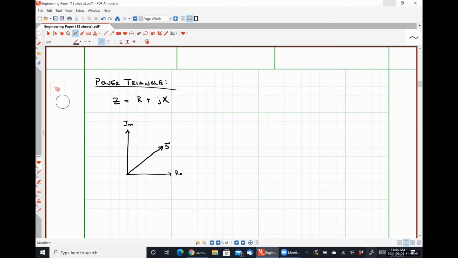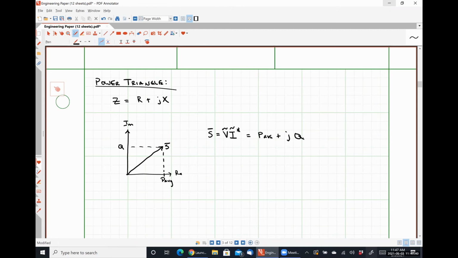So this S represents the complex power absorbed by the load, mathematically defined as, again, the RMS phasor voltage times the complex conjugate of the RMS phasor current. The projection of S onto the real axis is the average power, and the projection of S onto the imaginary axis is the apparent power. So we can see very easily that complex power is P average plus JQ, right?